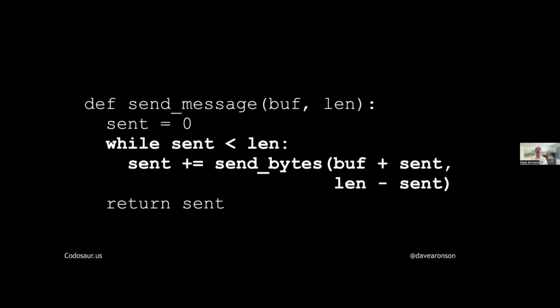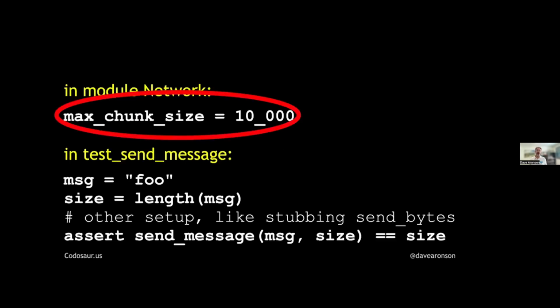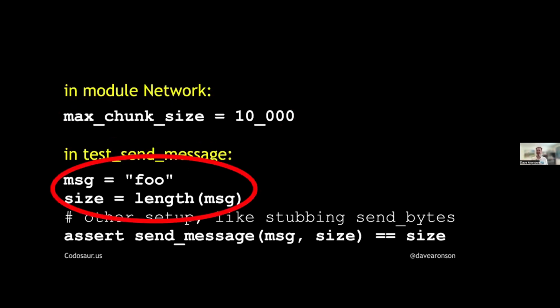The most likely is that we simply forgot or just didn't bother to test with a big enough message. For instance, suppose our maximum chunk size, what send bytes can handle in one chunk, is 10,000 bytes, but we're only testing with a little 3-byte message. The obvious fix is to deliberately use a message larger than our maximum chunk size. And with this kind of fake messaging, we can easily construct one like so.